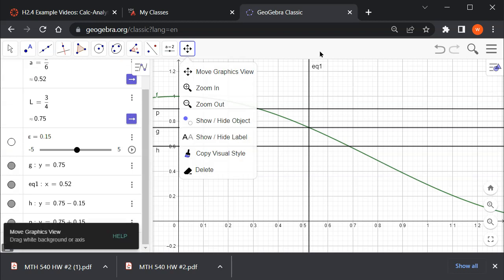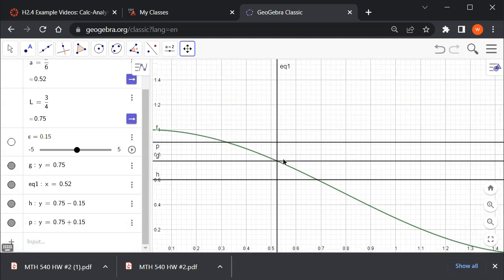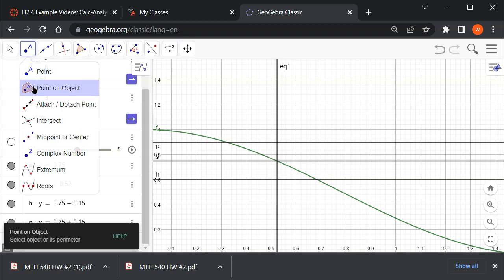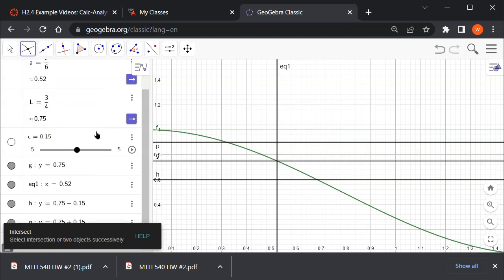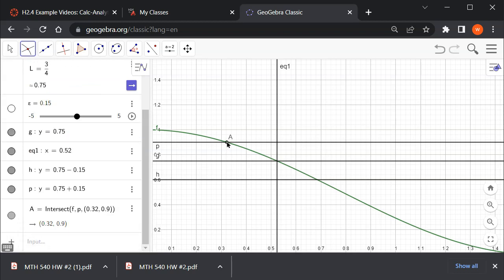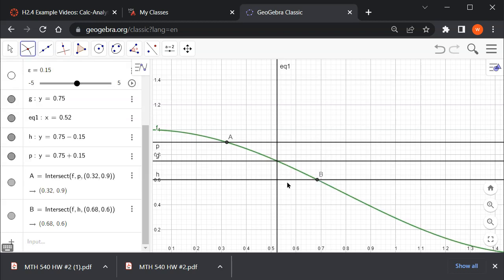What we want to do is you can see that the graph is going to fall between L minus epsilon and L plus epsilon. So we just have to find these two points. I'm going to find the intersection. Use the intersection tool, go right at the intersection and click. It finds the intersection there, and then you go right up there and click. Actually, I missed it, so I'm going to have to do it again. Click. So we found the point B.